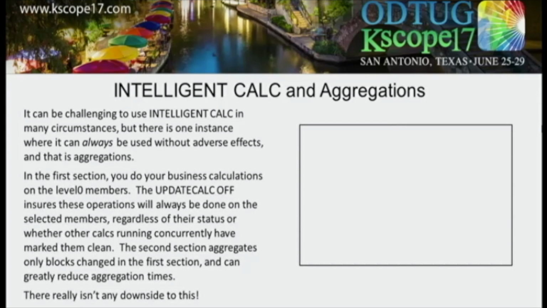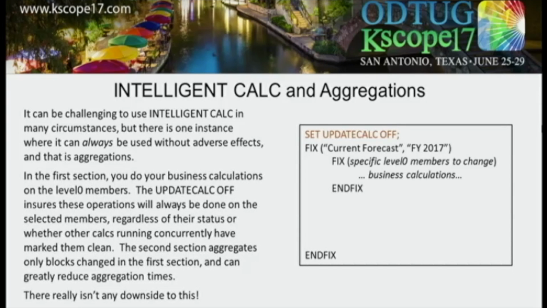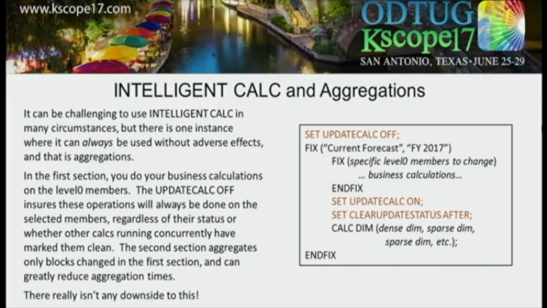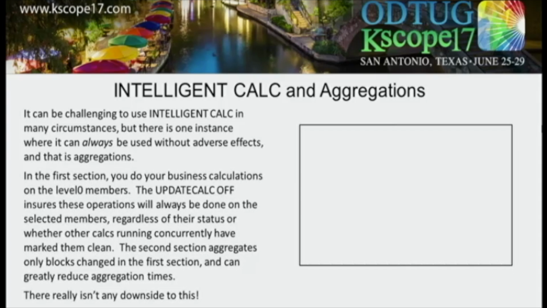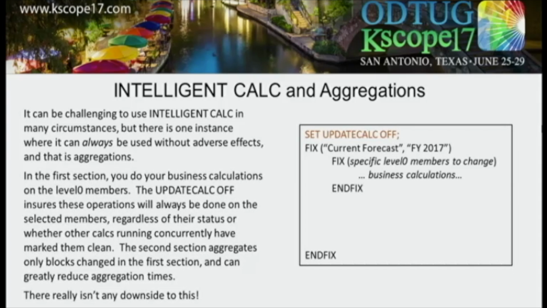Intelligent calc and aggregations. I talked about this in another case scope. When you're doing an ag, let me see if I can back up and do this again. Oh, shoot, I picked the wrong show. My apologies. In this situation, how much time do I got? I got about 2 or 3 minutes, okay.